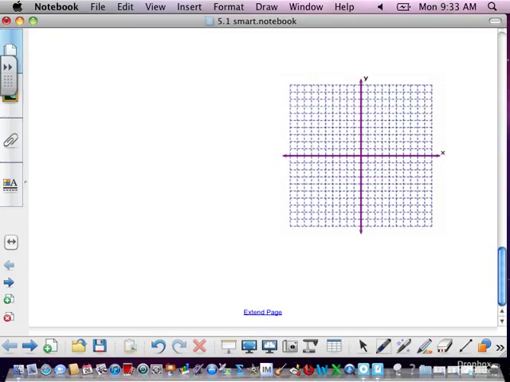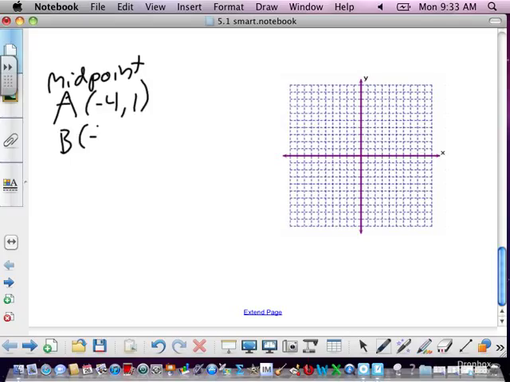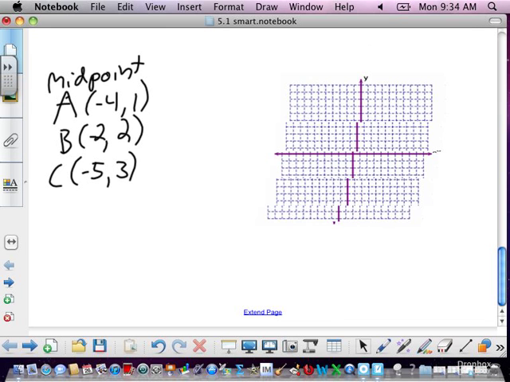So we had the vertices, and we found the midpoints. Now I'm going to give you the midpoints, and we have to find the vertices. Are we paying attention? This is rough. Okay. These are the midpoints. A is -4, 1, B is -2, 2. This is example 3. And C is -5, 3. This is kind of like what we consider our challenge problem.